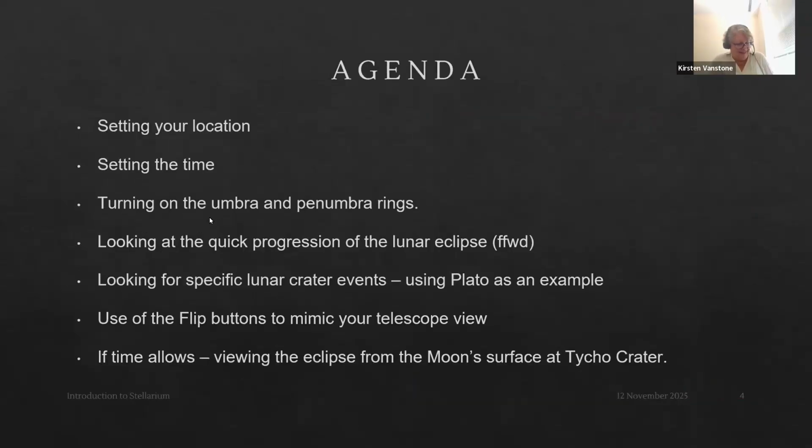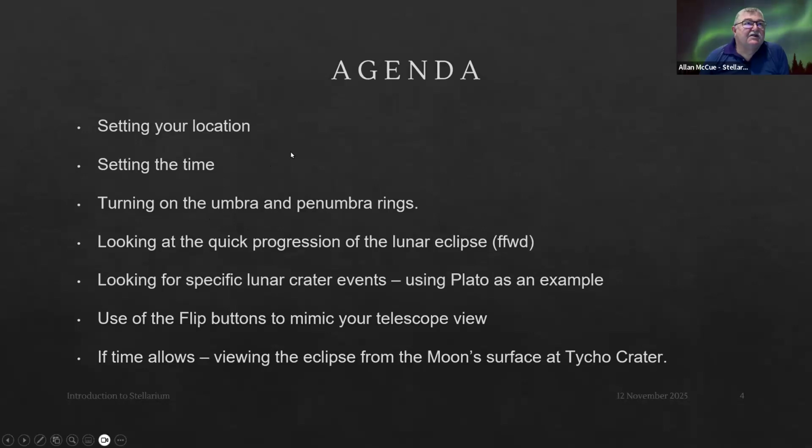Okay, so agenda: setting your location, setting the time, turning on the umbra and penumbral rings. The first two are really basic and should be familiar to everyone that's working with Stellarium. But turning on the umbra and penumbra rings, showing where the shadow is, is something that I learned from Chris Vaughn when he was doing his Lunch and Learns back on the COVID side. And I went, ooh, that's very cool.